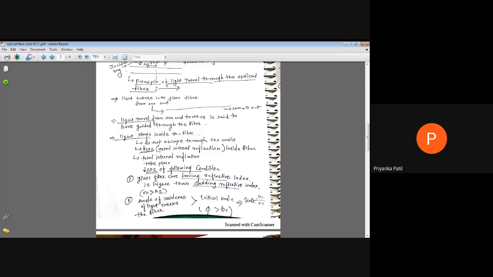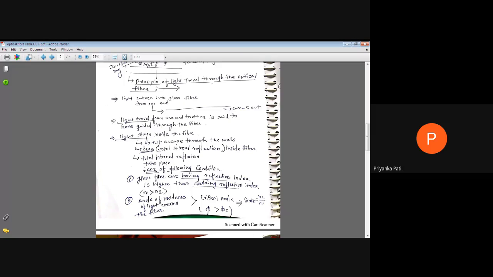Basically the light stays inside the fiber and does not escape through the wall, because of the total internal reflection inside the fiber. The total internal reflection takes place because of the following conditions. There are two conditions. The first condition is that the glass fiber has a refractive index which is higher than the cladding refractive index.